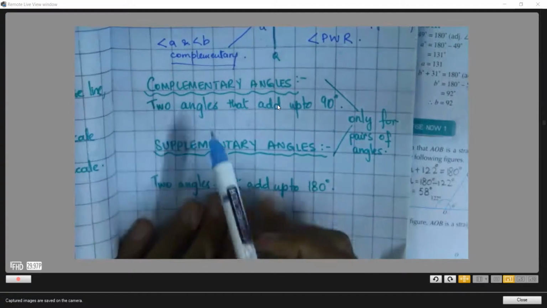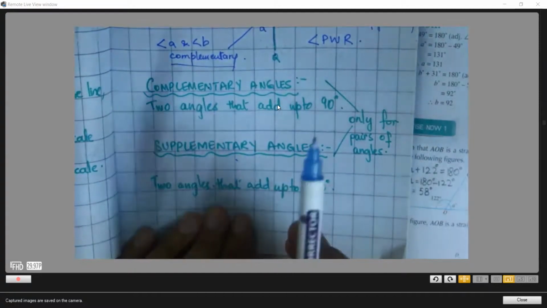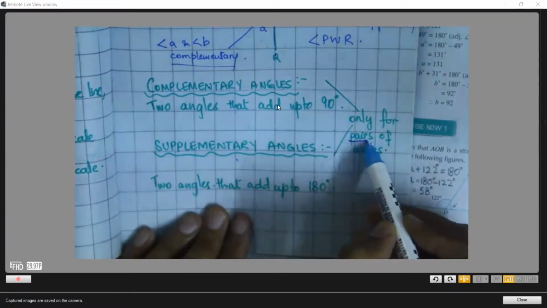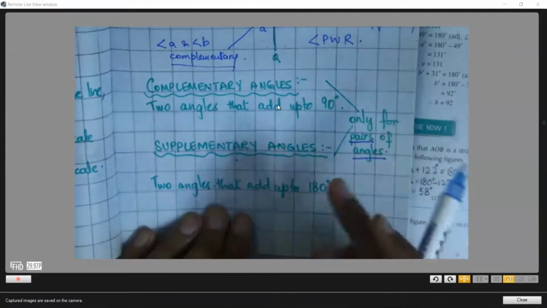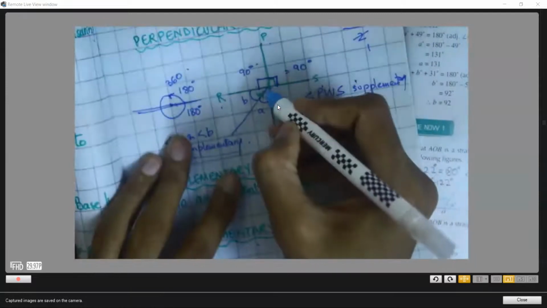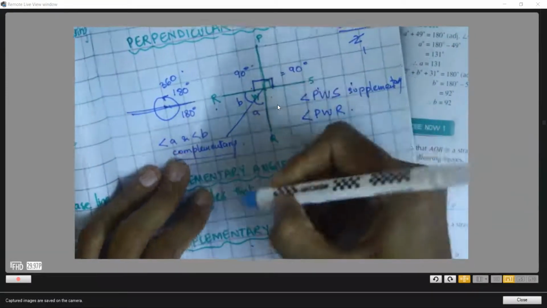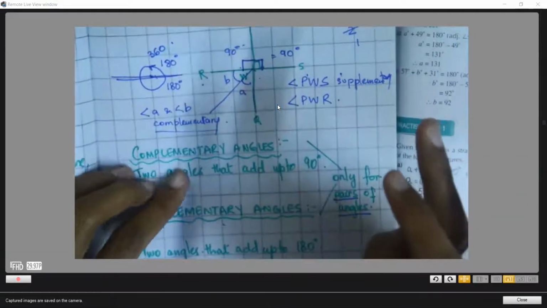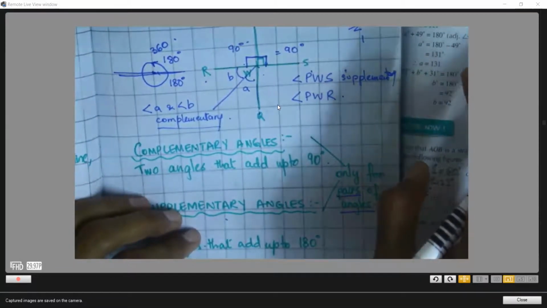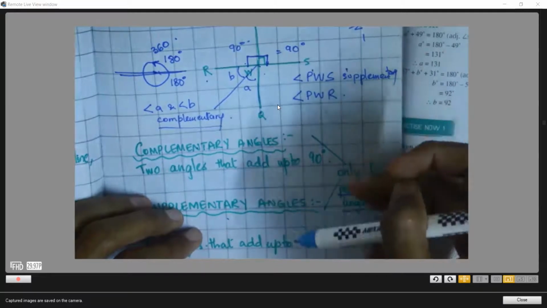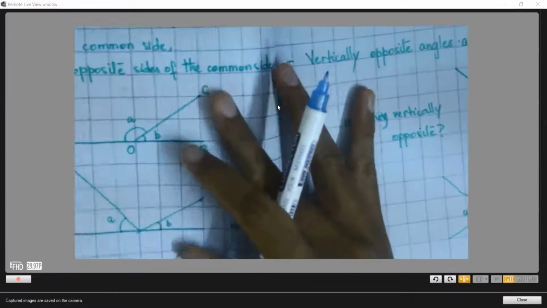But remember, these terms are only used for pairs of angles. Complementary and supplementary is only for pairs of angles, meaning you cannot have 3 angles. You cannot use these words for 3 angles or 4 angles, even if they are adding up to 90 or 180. Okay, these terms are only for pairs of angles.